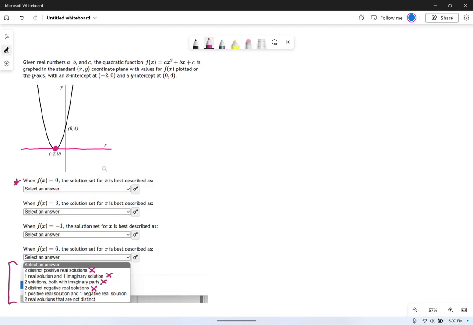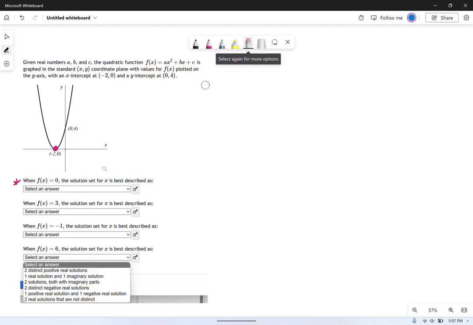1 positive real solution, 1 negative real solution. What that's describing is a situation like this, where you have 2 solutions, one on either side of the axis. That's not the case. So really the only possibility here is 2 real solutions that are not distinct. In other words, I have 2 solutions and they're sitting right on top of each other at the vertex. That's what the vertex of a parabola describes. Now, if we keep working through these, I think that's one of the more confusing cases.